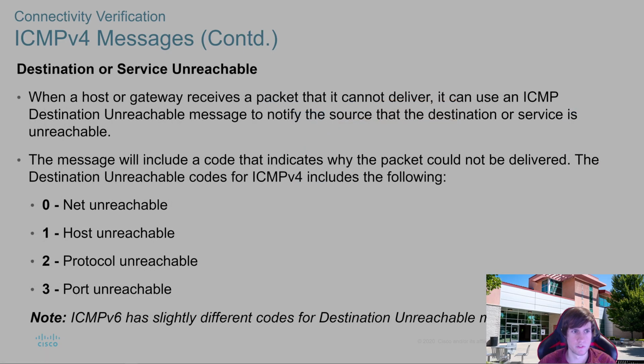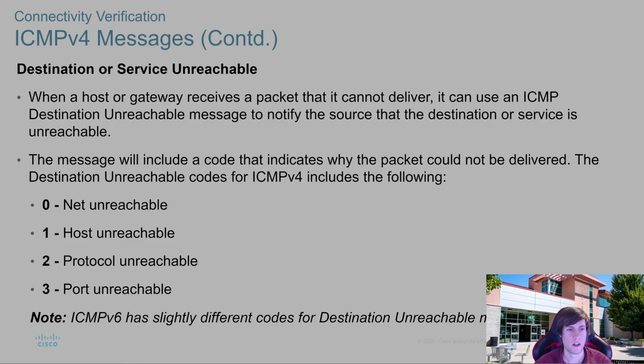So, destination or service unreachable. When a host or gateway receives a packet that it cannot deliver, so the packet tries to go somewhere, a certain port, say it's some FTP packet or whatever, or it's trying to talk to an FTP service that's closed, it can use an ICMP destination unreachable message to notify the source that the destination or service is unreachable.